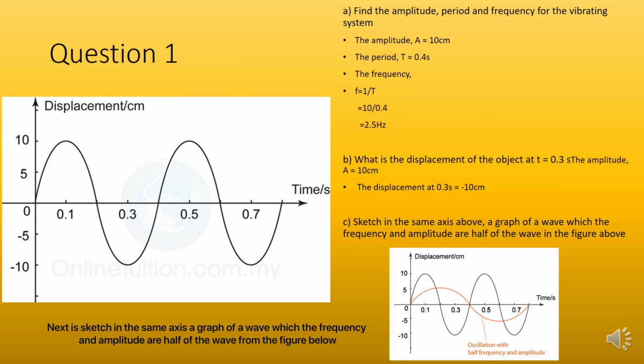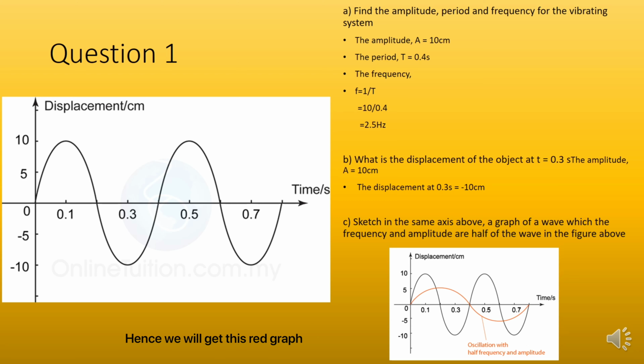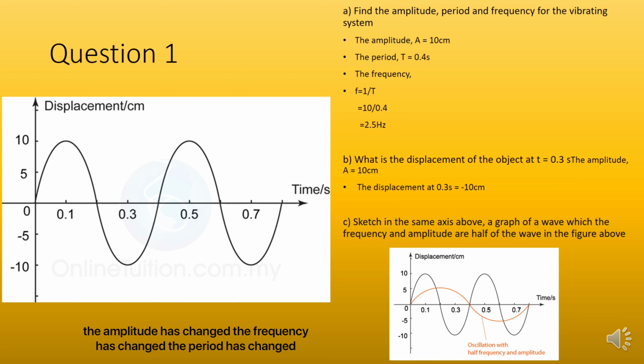Next is, sketch in the same axis a graph of a wave in which the frequency and amplitude are half of the wave in the figure below. So when we halve the frequency and amplitude of the wave, we will get this red graph. Why? Because the value has been cut into half. So the amplitude has changed, the period has changed, the frequency has changed.